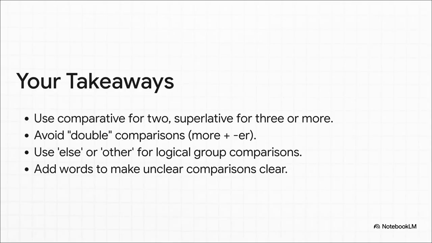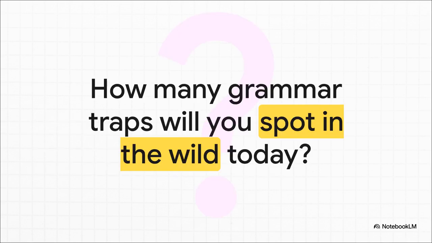All right, let's do a super quick recap of your main takeaways. Number 1, comparative with the "er" is for 2 things, superlative with the "est" is for 3 or more. Got it? Number 2, ditch the double comparisons. No more "more faster" or "most biggest," just pick one. Number 3, to avoid illogical sentences, use "else" or "other" to separate someone from their group. And finally, number 4, if your comparison could be read 2 ways, add a few words to make it crystal clear. Easy peasy. And that's pretty much it.